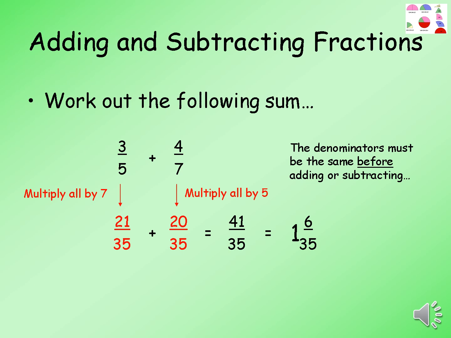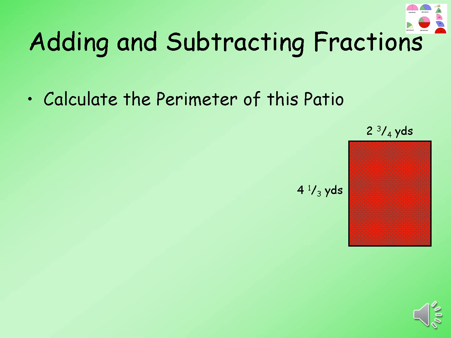Okay, so I am going to move quite quickly because I don't want the video to be too long. Okay, so a more practical question that you might see in SATs or 11 plus. So we have a rectangle and two of the sides are given, 4 1/3 and 2 3/4, and the question is calculate the perimeter. So the perimeter means walking all the way around. So because two of the sides are given, what we're going to do is add these two, then of course double it to get the total.